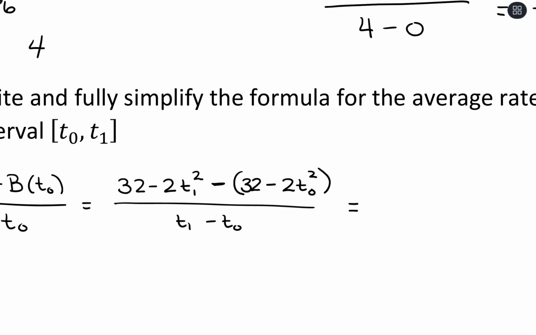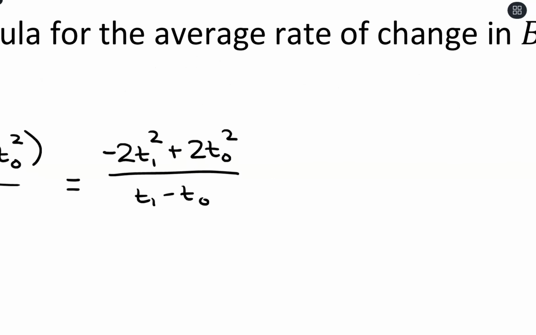Simplifying that down, we're going to end up with a 32 minus 32, so those just cancel out with each other. Then here we're going to have the minus a negative. So it's going to be a negative 2t1 squared plus 2t0 squared, all over t1 minus t0. And we're going to keep simplifying. Sometimes we reorder it so that the positive is first. However, what I want to do right now is keep these input values matched up with each other.